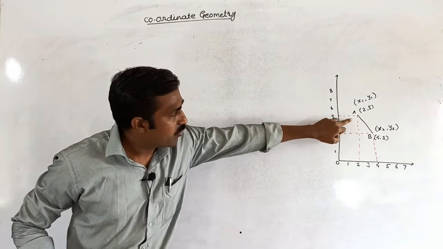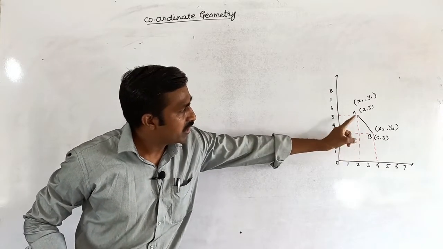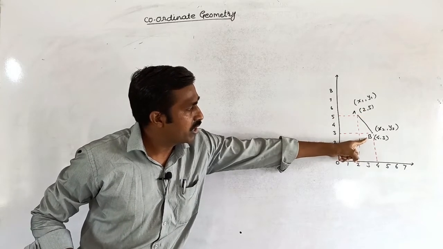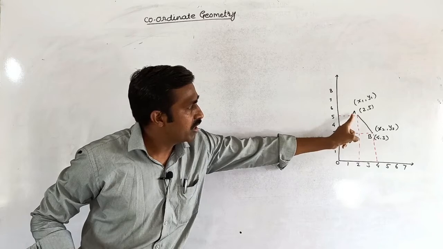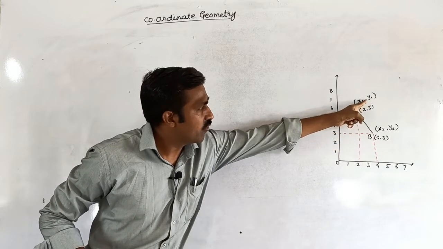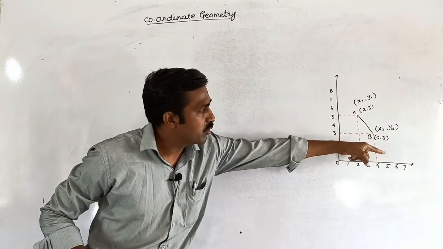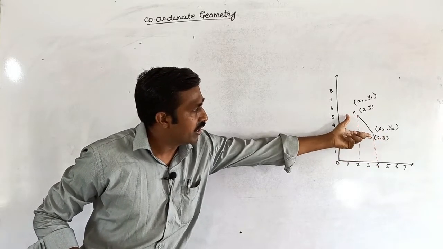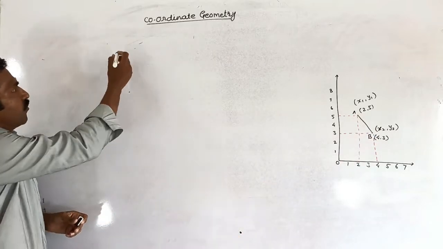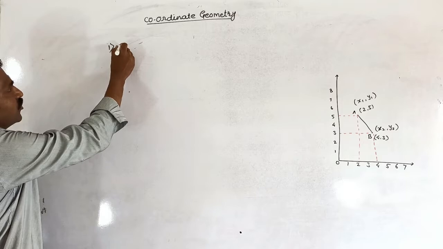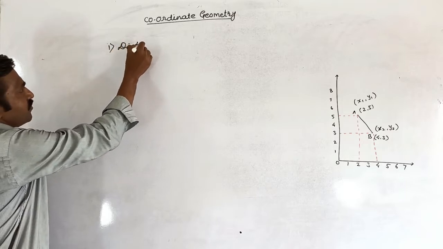For example, point A and point B. The coordinate of point A is (2, 5) and the coordinate of point B is (4, 3). Here 2 is the value of x1 and 5 is the value of y1. 4 is the value of x2 and 3 is the value of y2. So find the distance between AB. To find this distance, we use the distance formula.